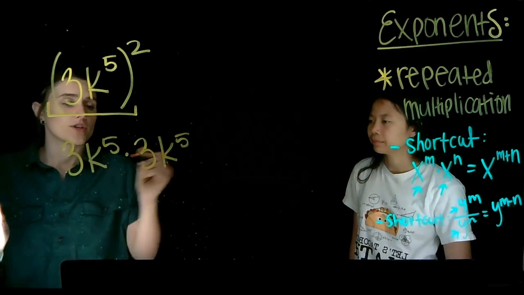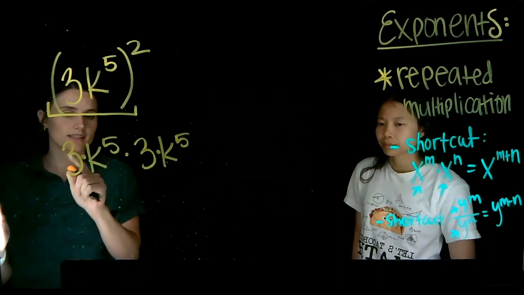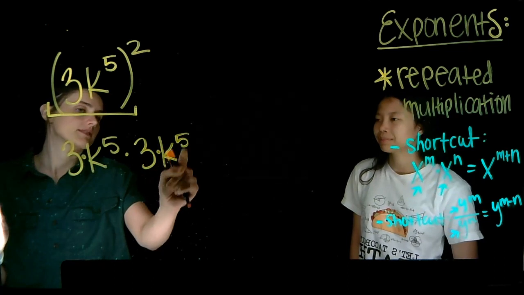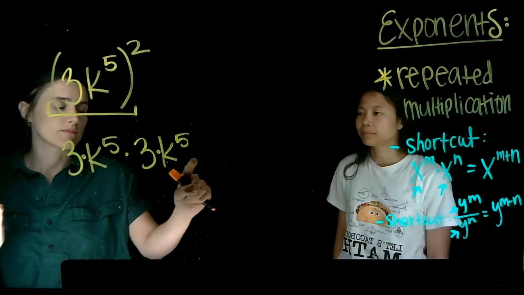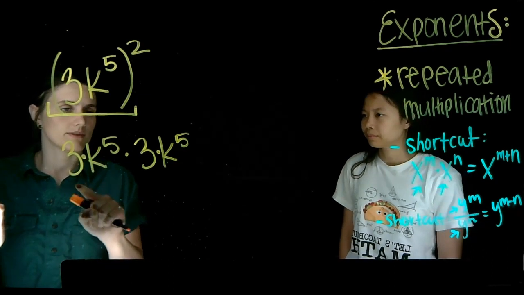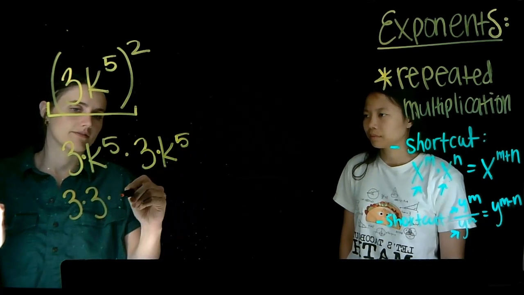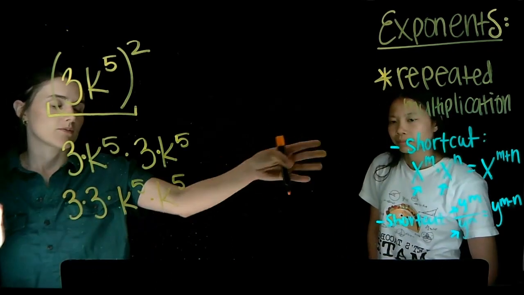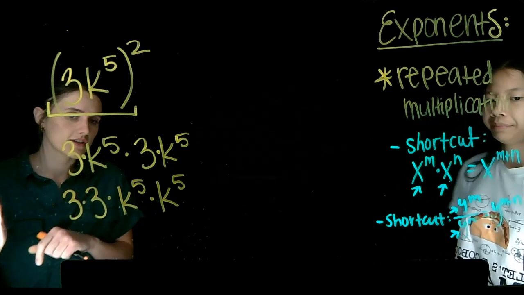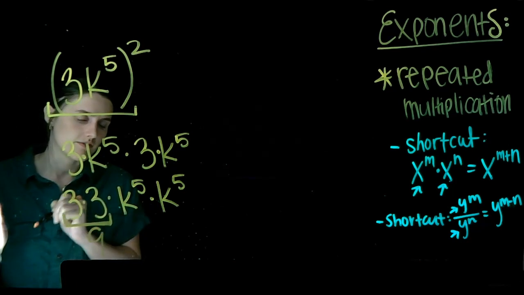And remember that when you have a number by a variable, that represents multiplication. So this is saying 3 times k to the 5th and 3 times k to the 5th, right? So we can rearrange this, since they're all being multiplied together, to be 3 times 3 at the front and then k to the 5th times k to the 5th afterwards. So now we can see that we can use some of our shortcuts. First, let's simplify this 3 times 3 part. We know that 3 times 3 is 9.